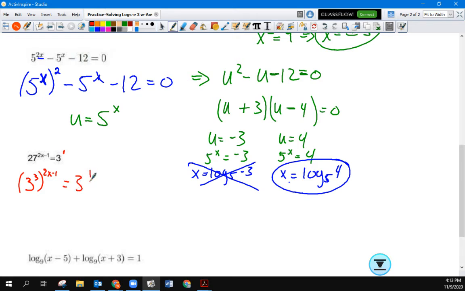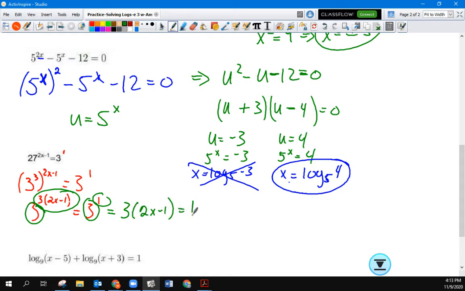Now that we have the same bases, remember power to a power, we have 3 and 3 is our base, we can use that one-to-one property. Since this base is the same as this base, that means that this has to be equal to that. So we get 3 times 2x minus 1 equals 1.